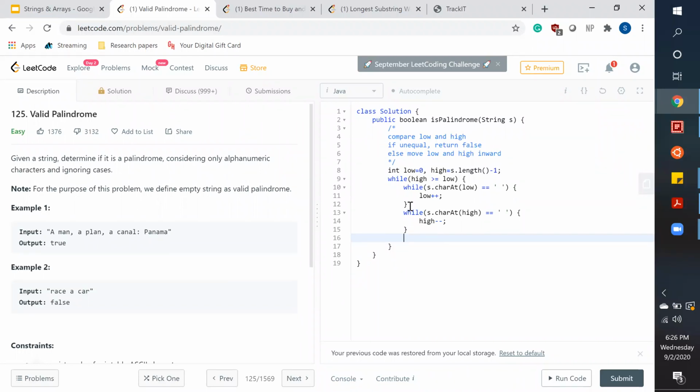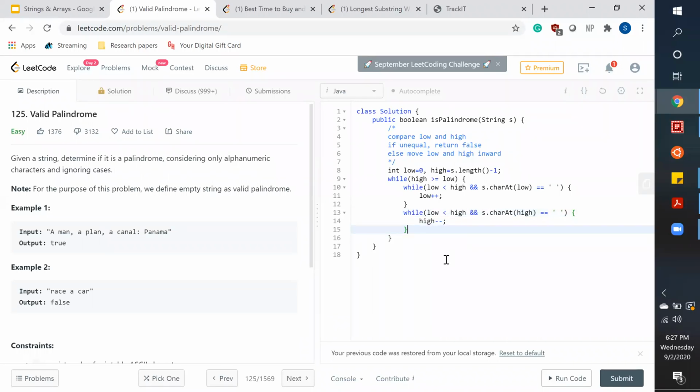And someone else also caught that low needs to be less than high. So that's actually what I was trying to get at. If I just have a bunch of spaces, then low could just keep moving to the right and go to the end of the string, and then I would get an index out of bounds error. So I want to make sure that low is less than high. In both of these cases, I want to make sure that I'm not going out of bounds.